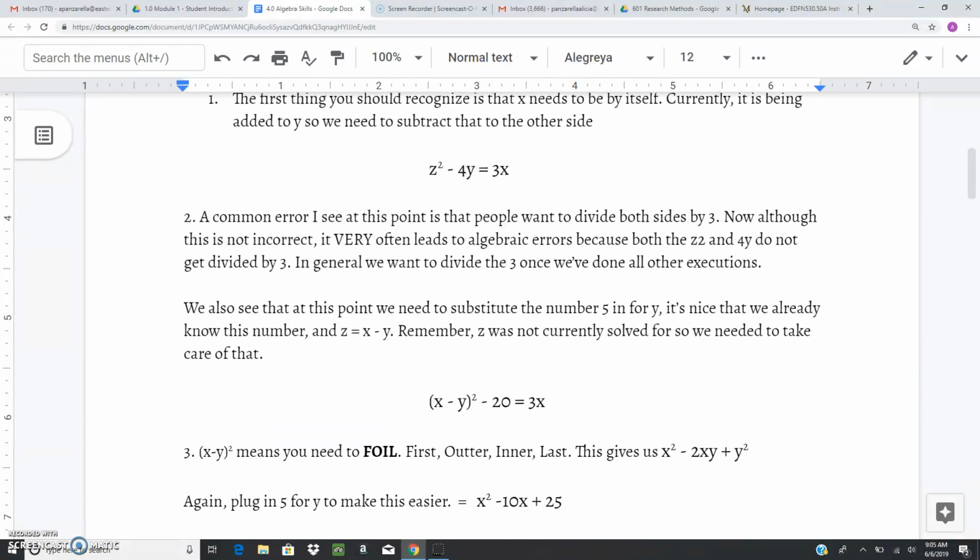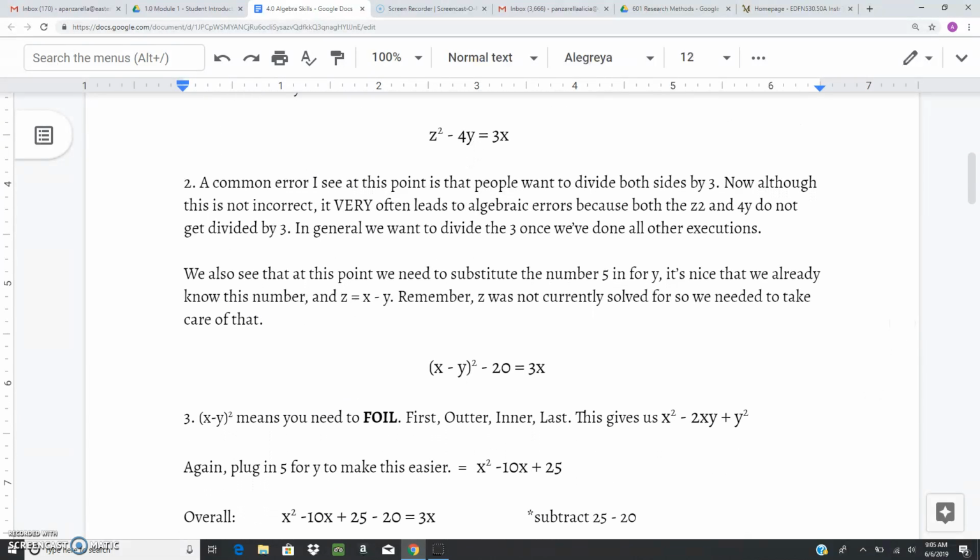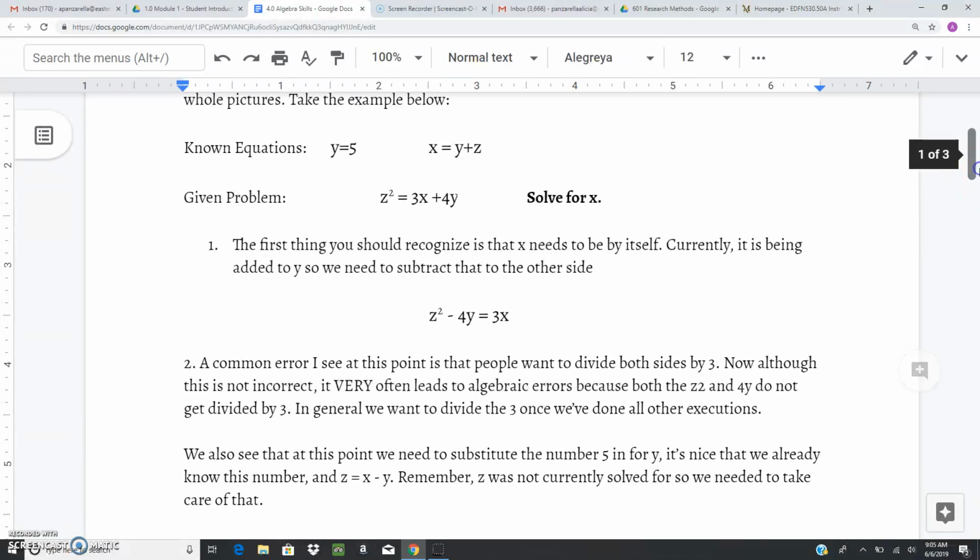Now, what I typically have people do at this point, or I shouldn't say I have them do it, they do it in error, is that they see, okay, x is being multiplied by 3, so I'm going to have to divide the 3 over. You don't want to do that yet. You still have y and z in the equation. Both we know have equations associated with them.